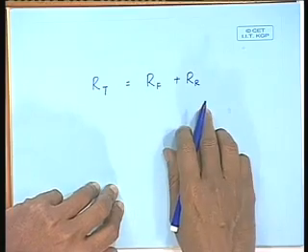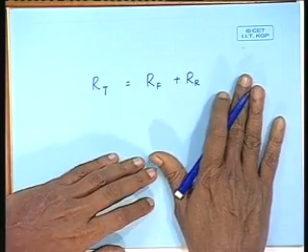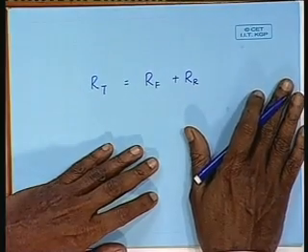But before that, just to brush up, we had said before that total resistance of a ship comprises two parts, that is RF plus RR, frictional resistance plus residual resistance. This was based on Froude's law of similarity.